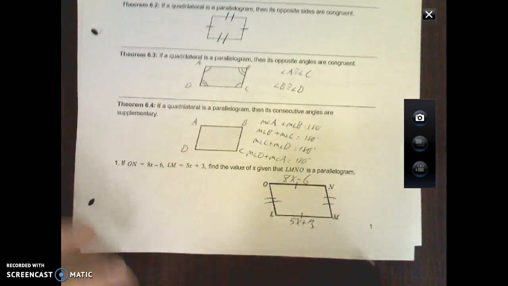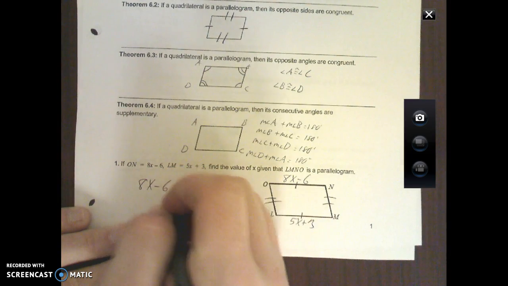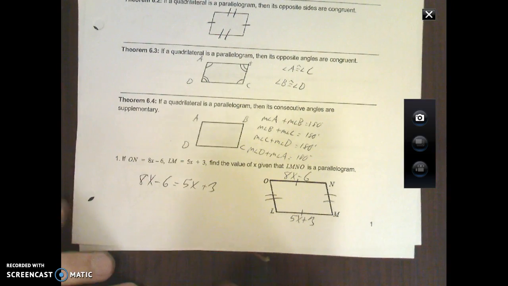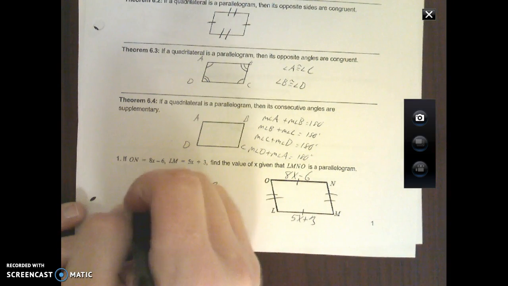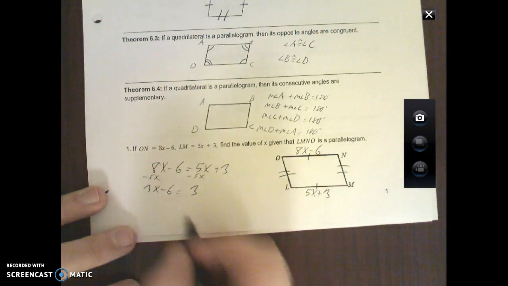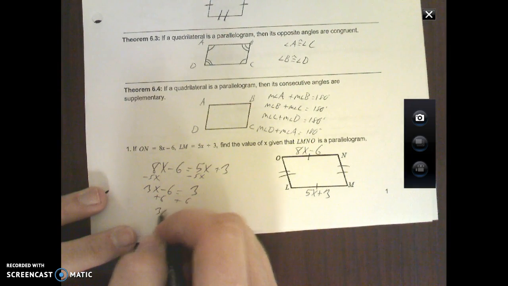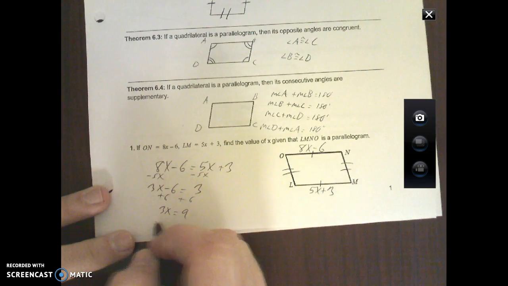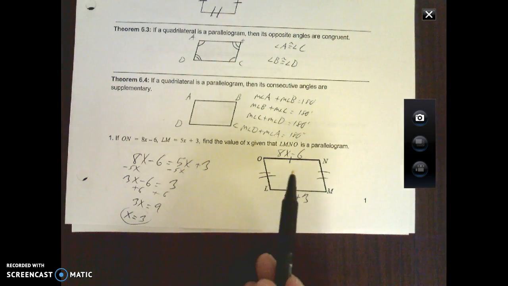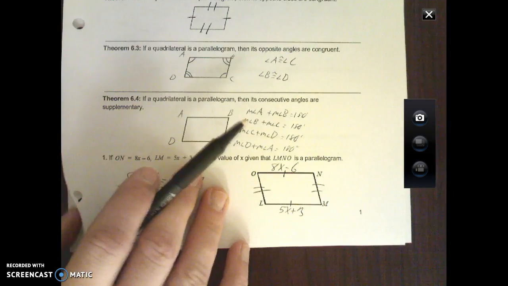Based off my properties of parallelograms, I can say they are equal, or rather congruent. So I'm going to solve for this. My one x is on the same side. I can do plus 6 to both sides. There we go, perfect. If I plug it back in, 3 times 8 is 24, minus 6 is 18, and 3 times 5 is 15, plus 3 is 18. Boom goes dynamite.